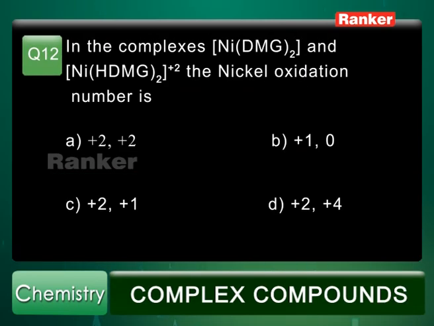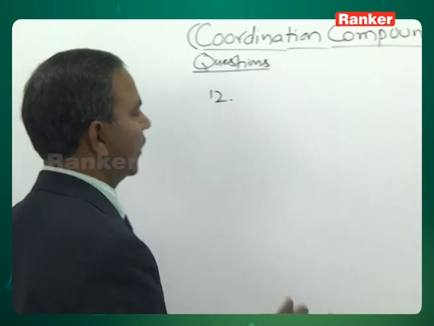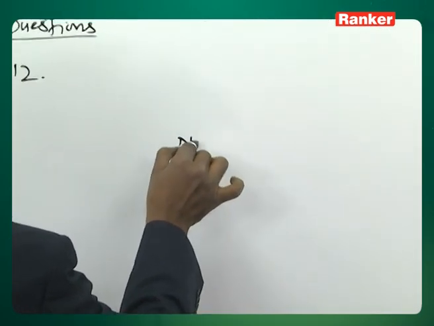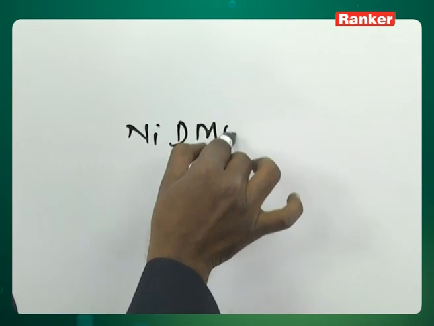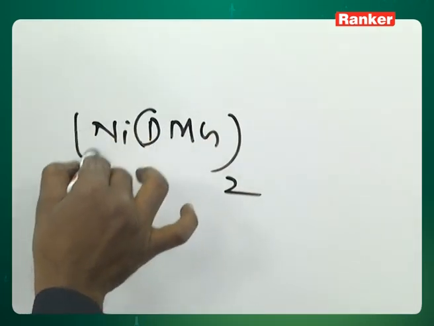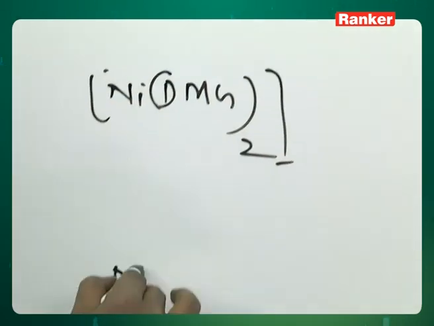Coming to question number 12. The complexes are nickel DMG and nickel HDMG plus 2. The nickel oxidation number is 2. Two complexes are given. One is Ni(DMG) twice, the second one is HDMG.